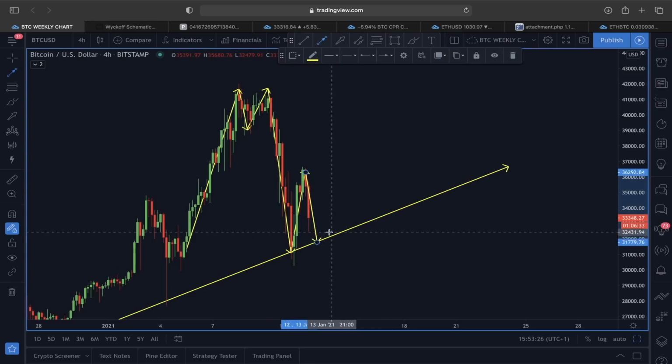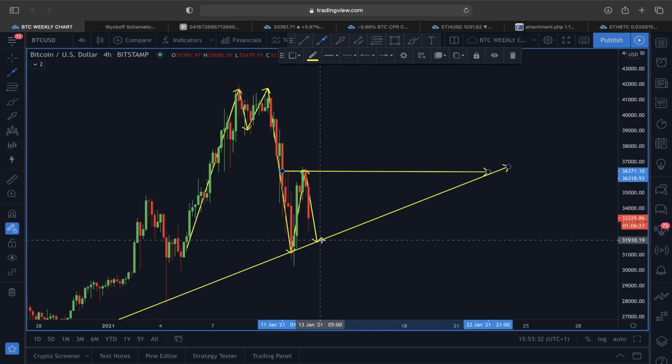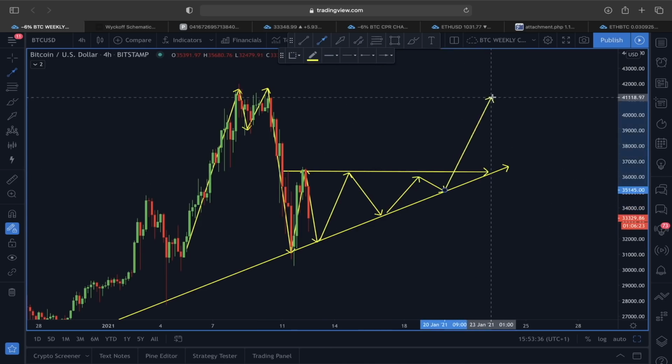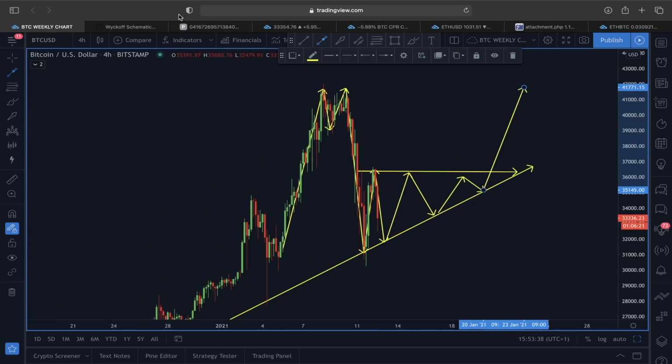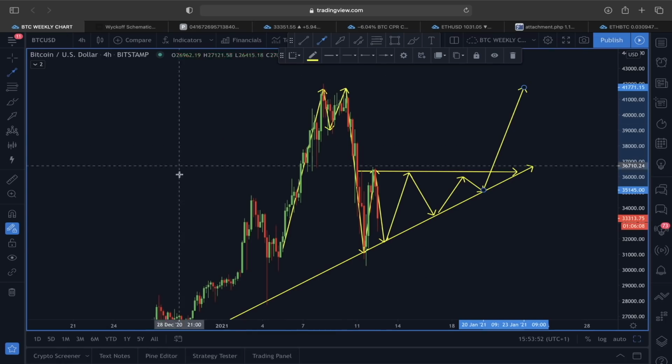So if we find support at this rising trend line, as I've already said, this is the type of movement I'm expecting the price of Bitcoin to make, and break out of this ascending triangle in a very bullish manner. This is a reaccumulation phase, and reaccumulation is a continuation pattern. This price structure is just a temporary relief before price starts moving upward again. So this is what I see looking at the price action in a 4-hour time frame.